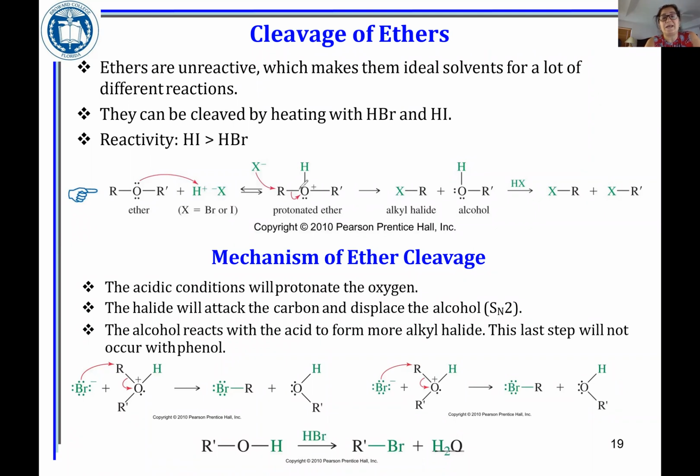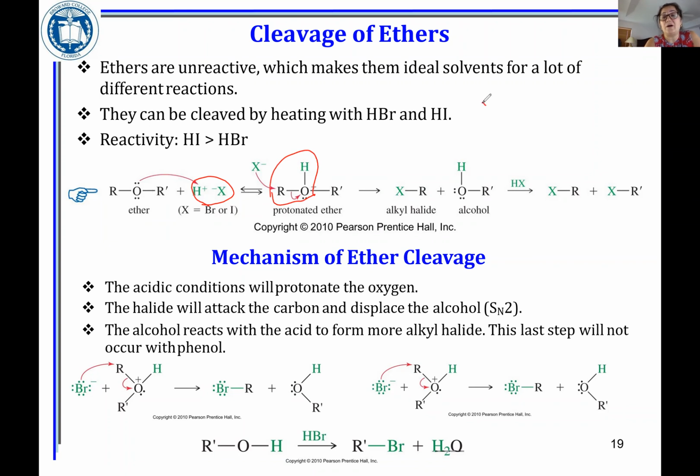The first step, so the HX that you are using here as HBr or HI, the H plus is going to use as a catalyst, is going to protonate the oxygen. When oxygen is protonated, now you see that this molecule is going to look like alcohol, okay?